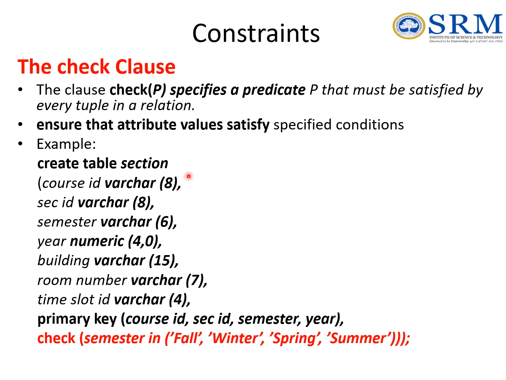Here we are creating a create table section. We have course ID, section ID, semester, year, building, room number, time slot ID, and then primary key, referring to course ID, section ID, semester, and year. And we have a certain check constraint here: check of semester in fall, winter, spring, or summer. So it is going to check this. This is the constraint we are referring to in this check constraint clause.